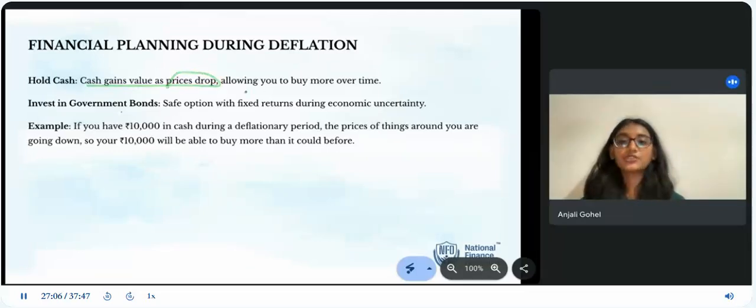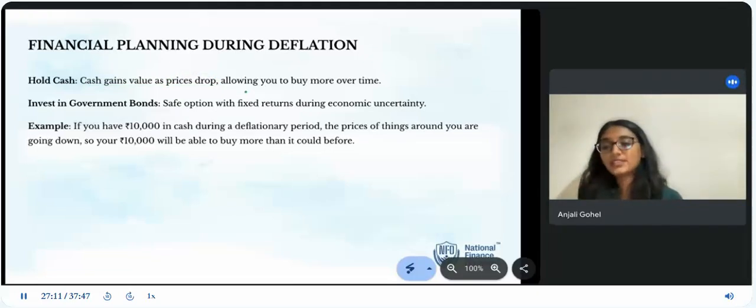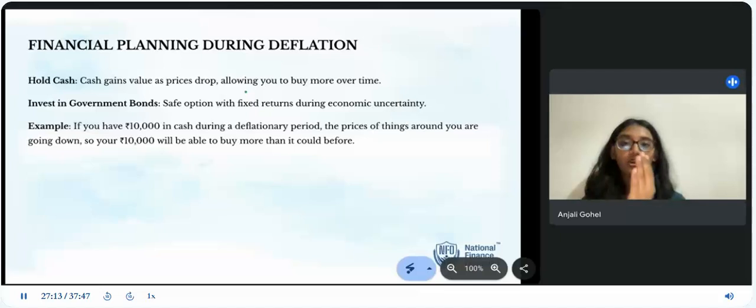Which will allow you to buy more. Okay, I would wait for the prices to fall even more. If it's fallen from 100 to 75, I would wait for it to fall more, correct? It could be 60 or 50, so I hold back my cash. So that's one thing. And then you can invest in government bonds because they are the safest option.